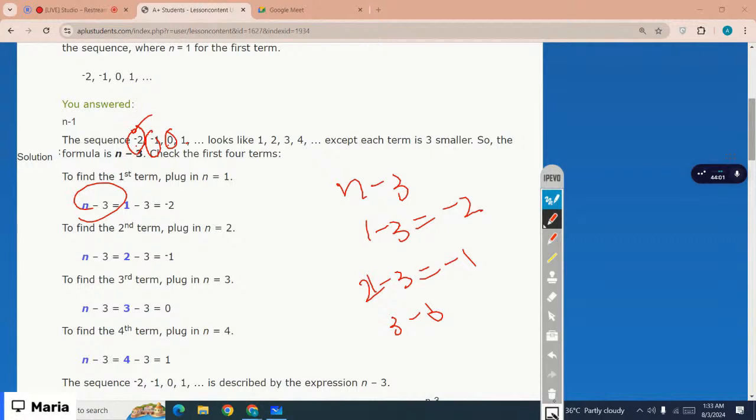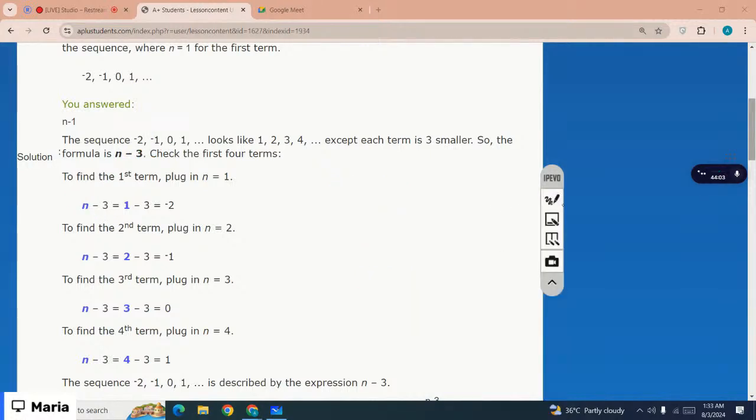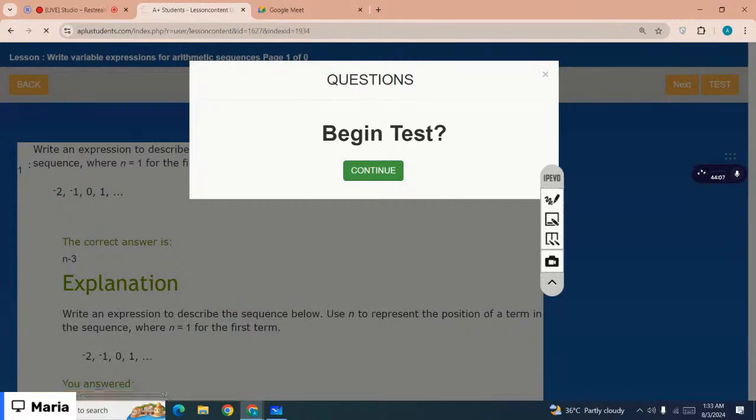Okay, let's just start with the practice questions. Let's see how do we find the variable expression, right?